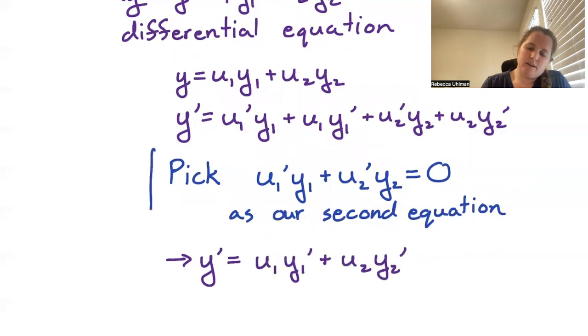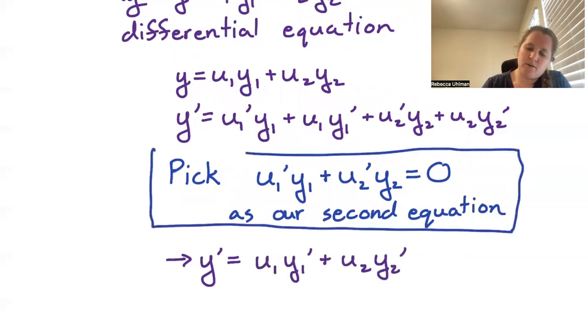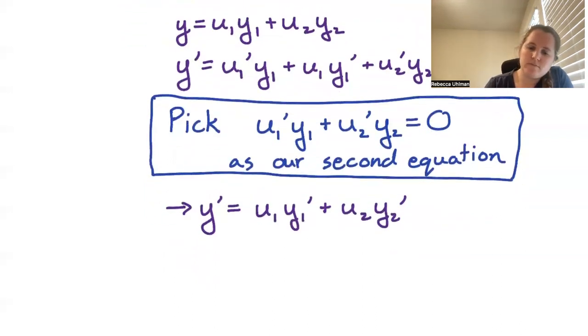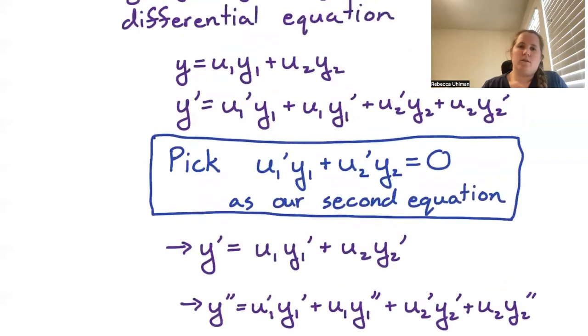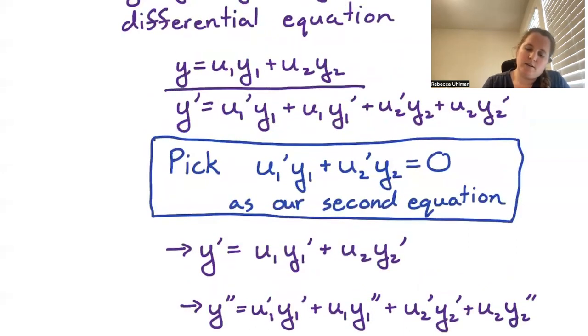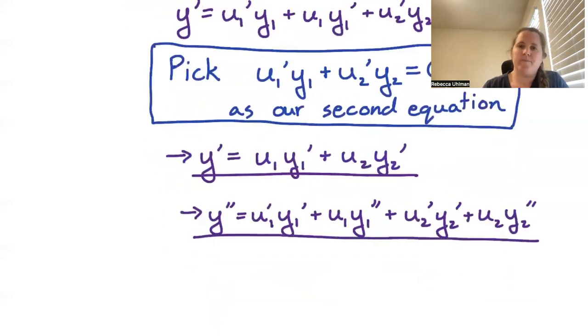So this is key here, that we have picked our second equation now. And so we have two equations with two unknowns, u1 and u2. Our y double prime is therefore u1 prime times y1 prime plus u1 times y1 double prime, plus u2 prime times y2 prime plus u2 times y2 double prime. So we have our equation for y, our equation for y prime, and our equation for y double prime.